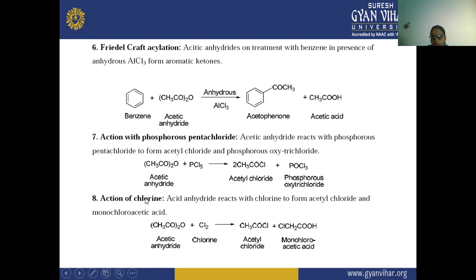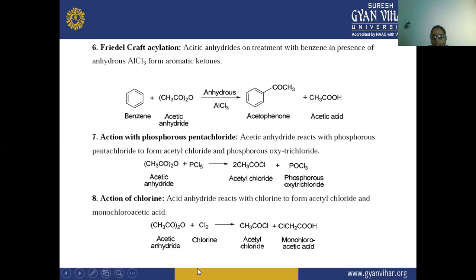Next is the action of chlorine. So here the chlorine is reacting with the acid anhydride, and there is a formation of acetyl chloride and monochloroacetic acid. So this acetic anhydride is reacted with chlorine, and there is a formation of acetyl chloride plus monochloroacetic acid formed here.